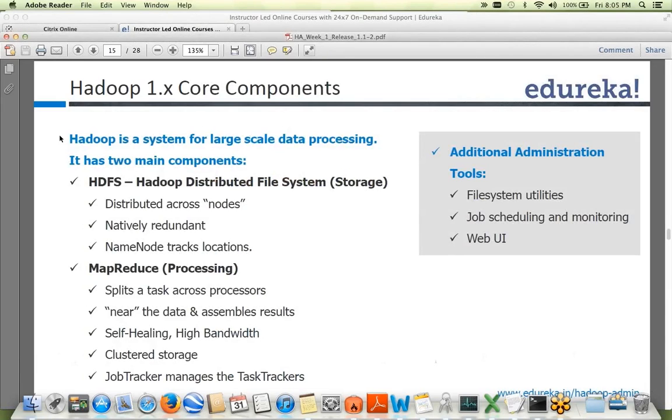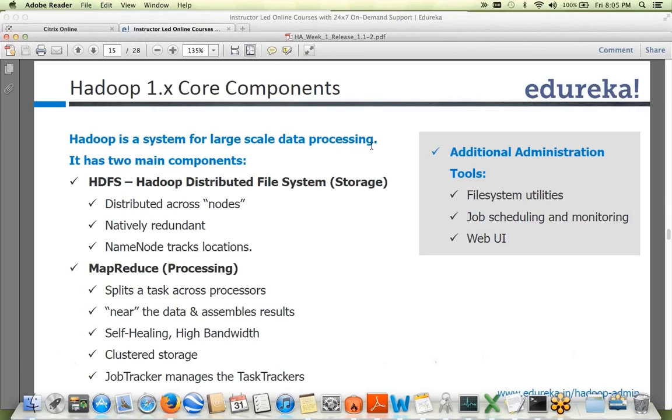Okay, so looks like some of this we already discussed. What are the main core components? So we'll just quickly review it once more and add something more to it too. So Hadoop is a system for large-scale data processing, as we all discussed. So there are two main components. One is HDFS, which is Hadoop Distributed File System, which is the storage layer, which will basically be all the nodes in your system, and they are distributed.